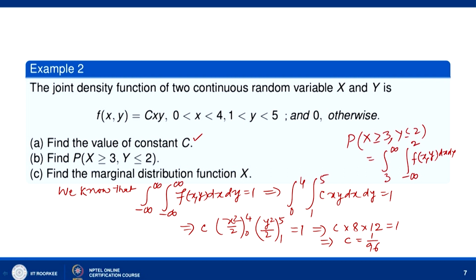Okay. So, by the definition of f(x,y), it is only c x y over the interval 0 to 4 for x and 1 to 5 for y, elsewhere it is 0. So, this integral will become the integral from 3 to 4 for x, because when x is greater than 4 it is 0, and for y it will be replaced by 1 to 2, because if y is less than 1 it is 0. Okay. So, c x y dx dy. Okay. So, let us now calculate it, 3 to 4, 1 to 2.